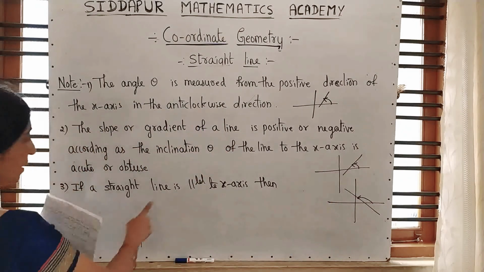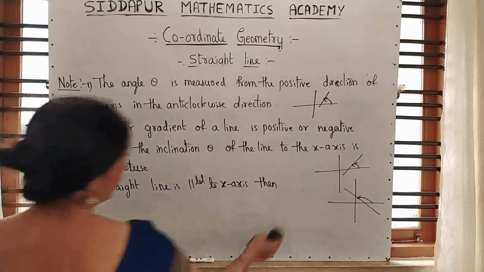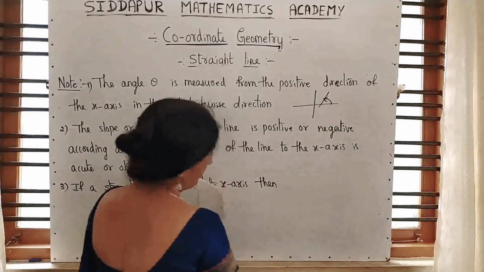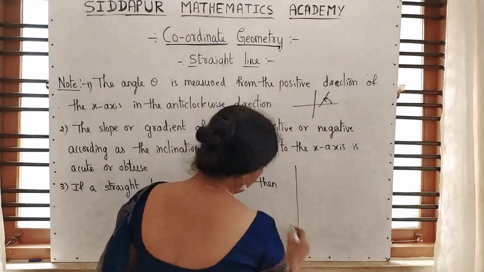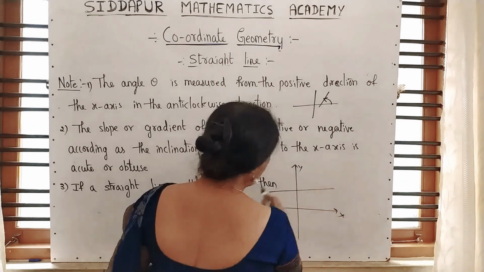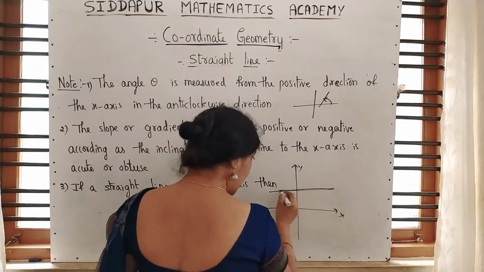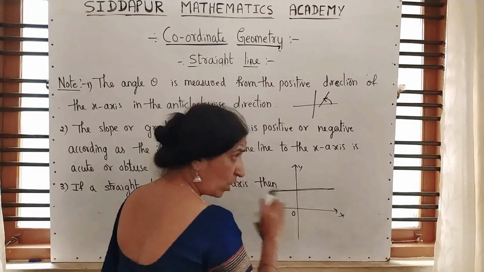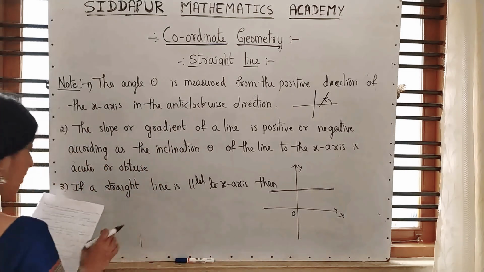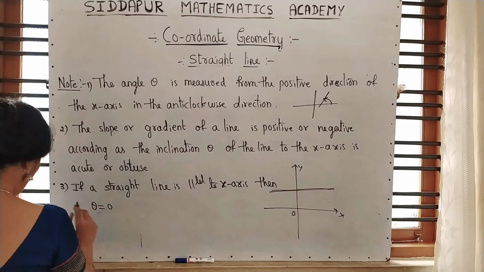Next, note down this important thing. If a straight line is parallel to x-axis, this is y-axis, this is x-axis, if it is like this, then do you find any angle between this line and the x-axis? Yes, there is no angle. We are not observing any angle. That means theta is 0. Then theta is equal to 0.